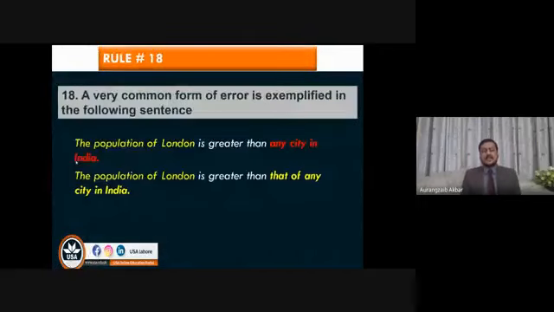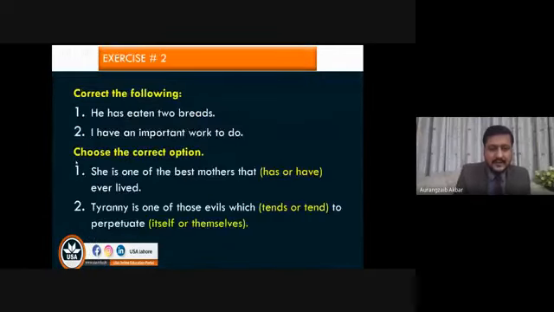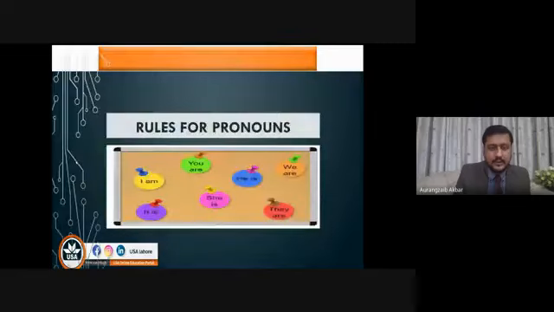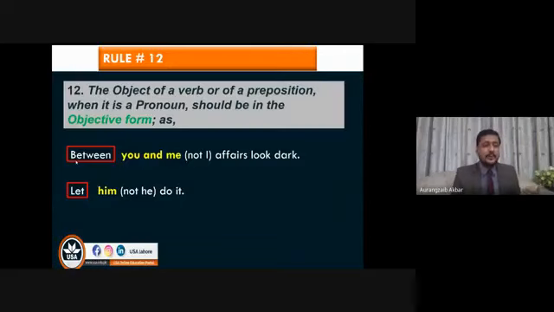We have discussed what the different rules of pronoun are. We started with the rules of the pronoun, and we have discussed different types of pronoun. Then we saw that a pronoun should always be used in objective form when it becomes the object of a preposition, or when it is used after a verb. Whenever it is used after a verb, it will take the objective form.